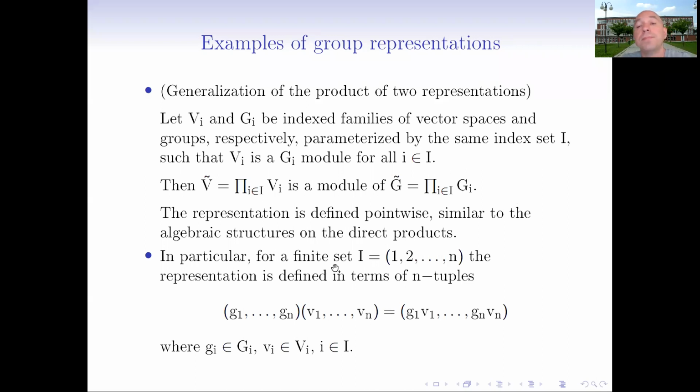In particular, if I capital is a finite set of elements which we order and parameterize by numbers from 1 to n, then the representation is defined in terms of n-tuples. So the n-tuple (g_1, and so on, g_n) acts on (v_1, and so on, v_n) as (g_1 v_1, and so on, g_n v_n), where g_i is from G_i and v_i from V_i for all i from the index set. Here the index set is finite.